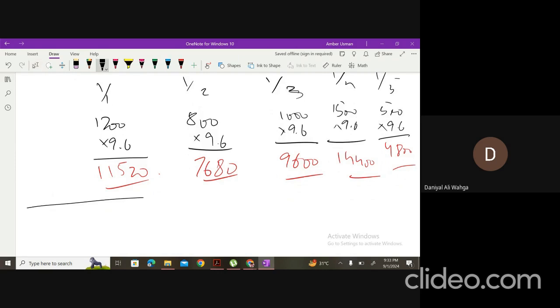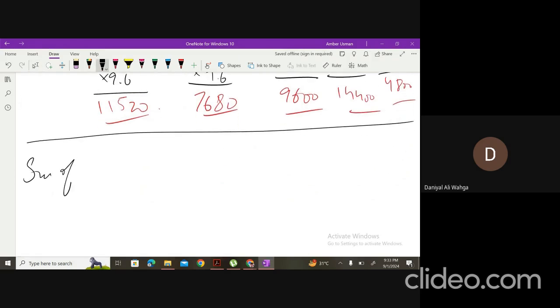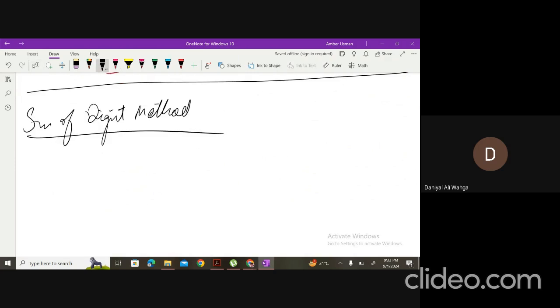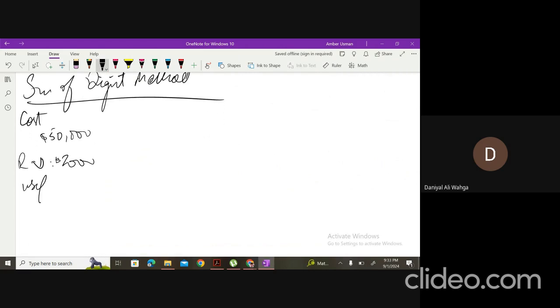Finally, another method given in your books is the sum of digits method. This is another reducing balance type method, similar to that, but more systematic. For example, we have an asset with a cost of 50,000, a residual value of $2,000, and a useful life of 5 years.